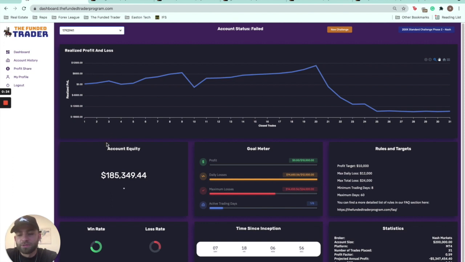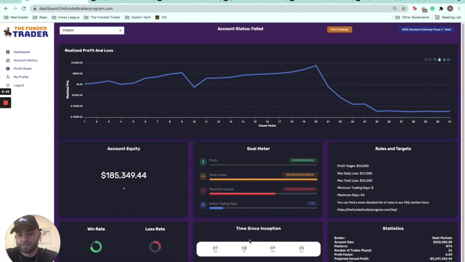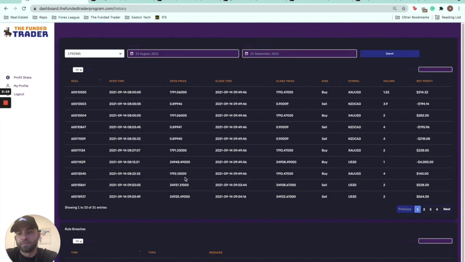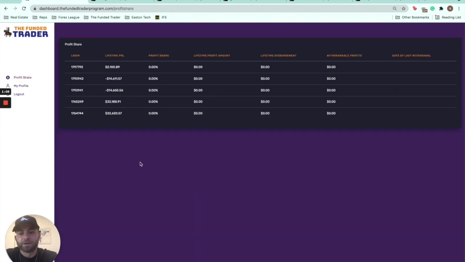So what our dashboard does have, guys, is the account equity, the goal meter right here, the rules and targets, overall statistics, the date since inception, and your win and loss rate. So it's going to show your balance overall throughout the challenge, how you're doing, and then over in the account history tab, you'll be able to actually see right here all of the trades that you've taken when you breached the account, so when you actually violated, the exact moment, the exact time. Then you come over here into the profit share tab, so you can see in here where you got your lifetime profits and losses, so where your accounts basically are at.